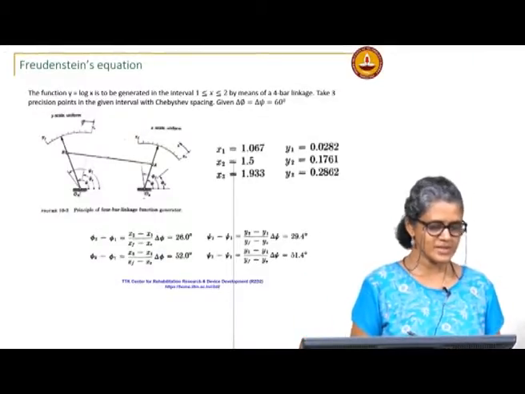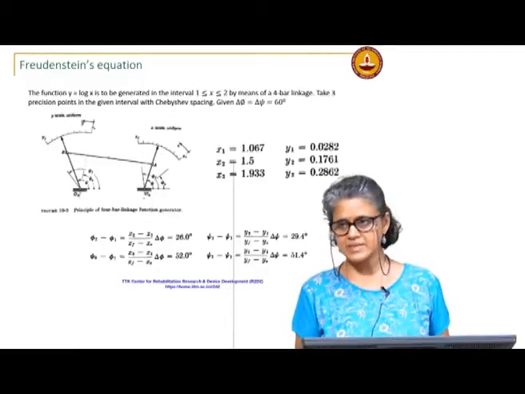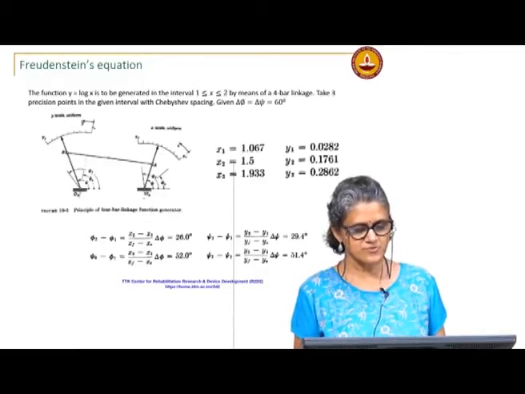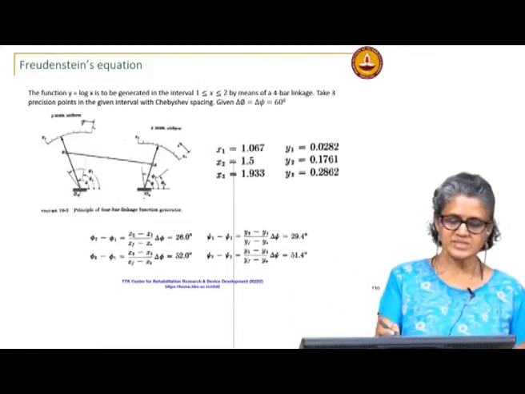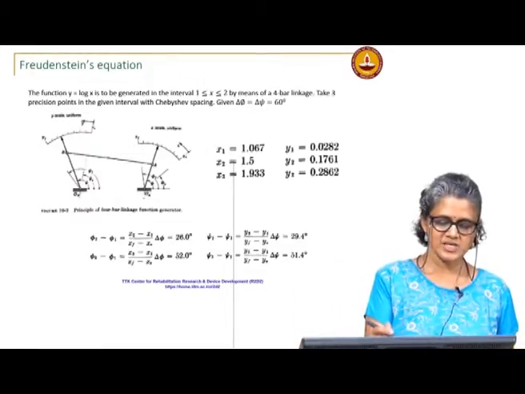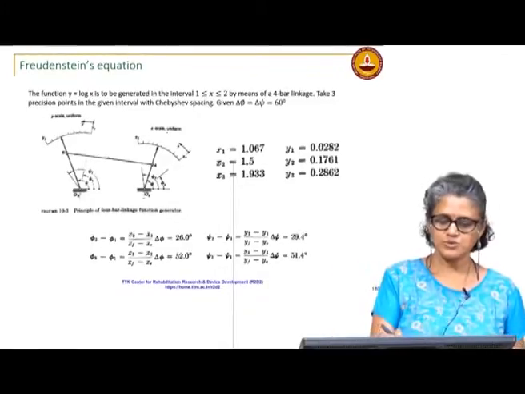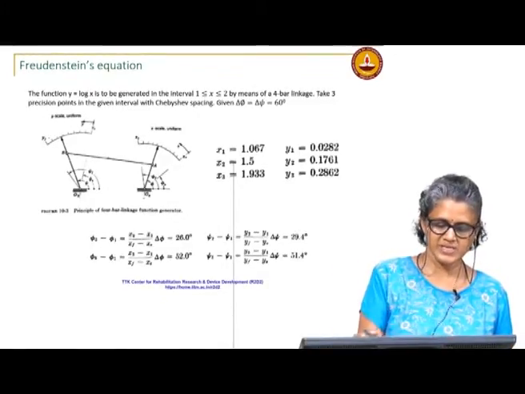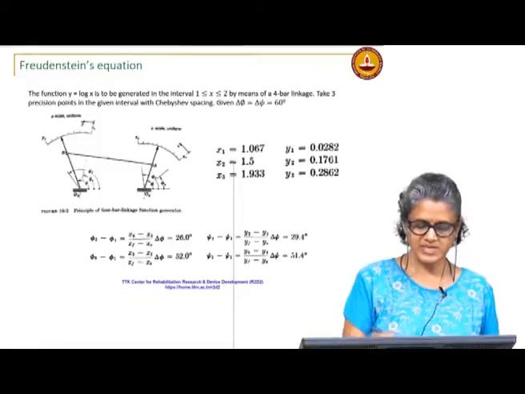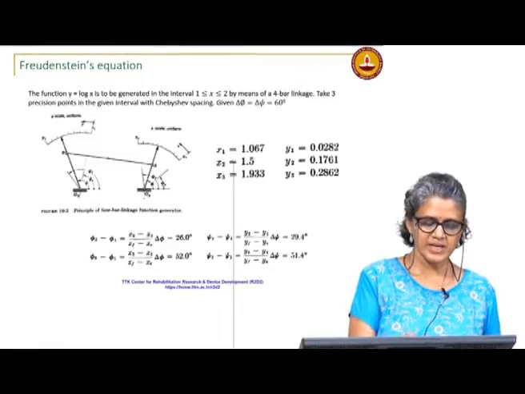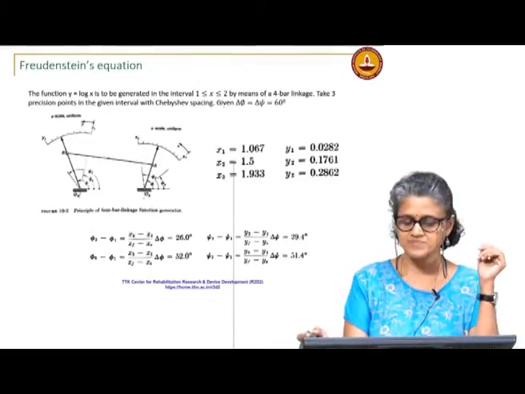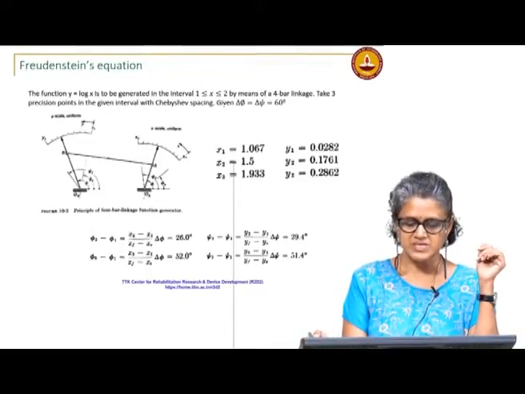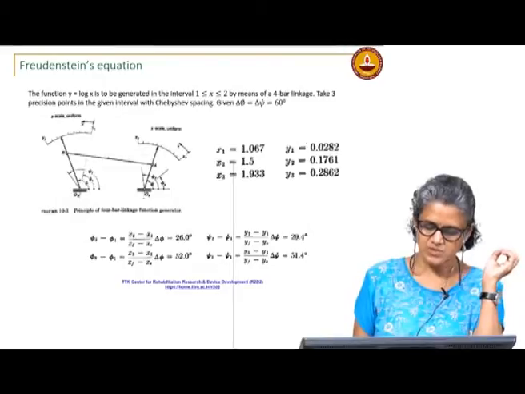So, we looked at an analytical method for synthesis of a function generator. Typically something like this. You want to generate a 4 bar with a uniform x scale and a y scale, and you take the input angles to be proportional to those. Say this is with 3 precision points.